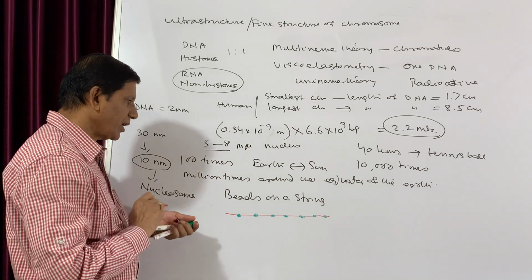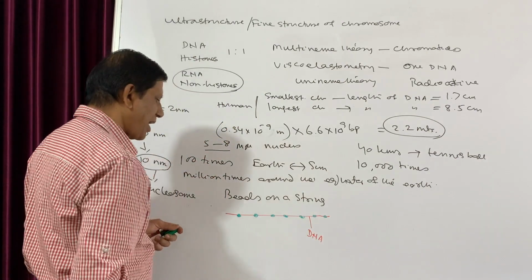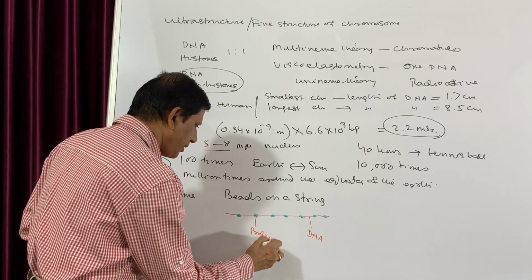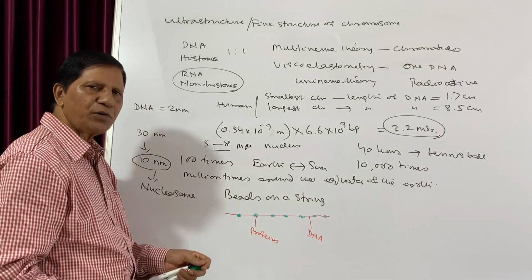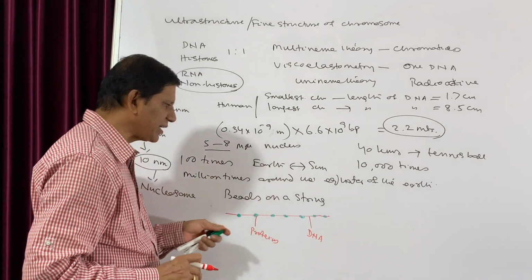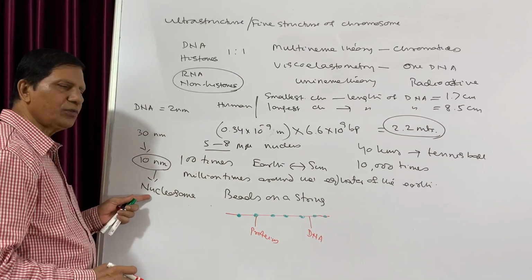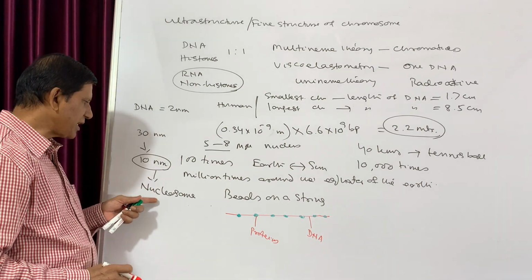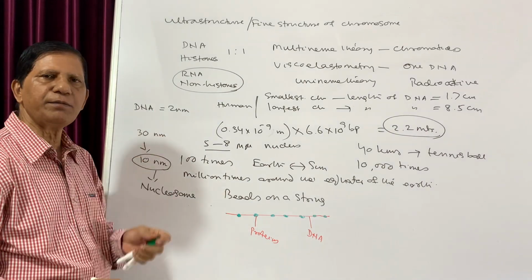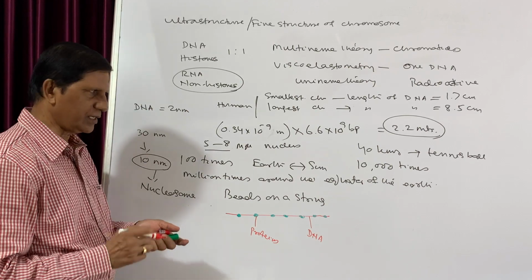Now here, the string is the DNA, and these beads are the proteins. So these beads are proteins which are wrapped by the DNA, and the chain-like structure is the DNA. That means both the DNA and the proteins combine together to give rise to these structures, nucleosomes, which are around 10 nanometer, and then give rise to 30 nanometer, then they give rise to fibrils and chromosomes. So what is the structure of this nucleosome? Let us discuss.